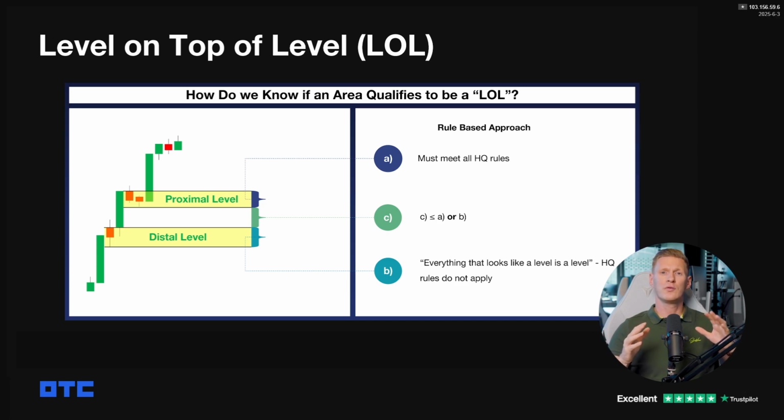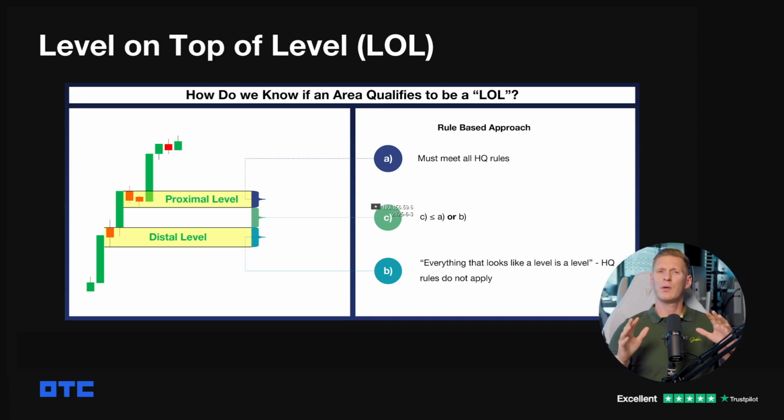The only rule for level B is based on the principle that everything that looks like a level is a level. Unlike level A, zone qualifiers do not apply to level B. It doesn't need to be fresh. The basing candles don't need to meet specific criteria, and the leg out doesn't have to be explosive, as long as it visually looks like a valid level based on one of the four formations we have learned. It qualifies. Now let's talk about the space between level A and level B.